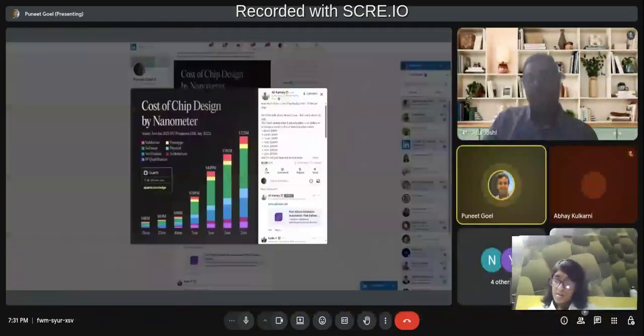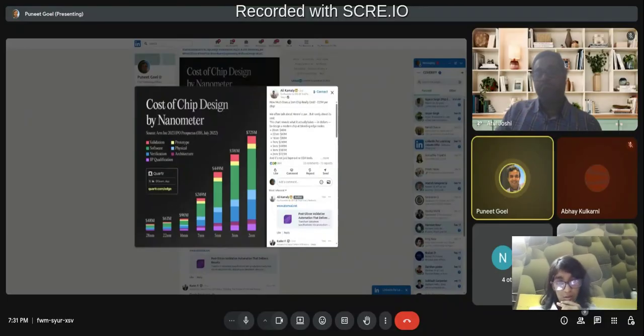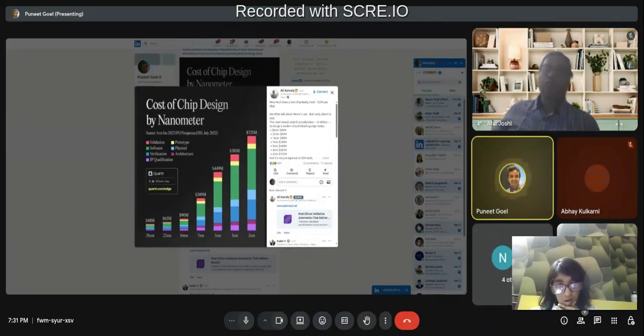If you look at this, this is the cost of chip design by nanometer, and we are soon going to have a 28 nanometer fab in Bharat, the Tata fab. The cost of chip design over here is $48 million. This is the cost of chip design, not fabrication cost. So if you are creating a complex SoC at the 28 nanometer node, the cost of the design itself is $48 million. If you convert it into rupees, this will be around 400 crore rupees.